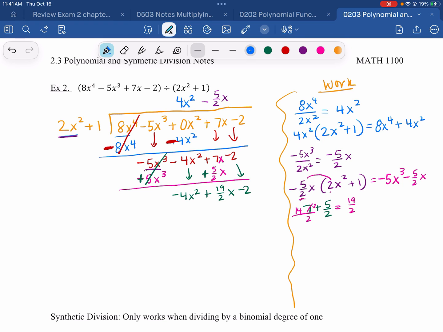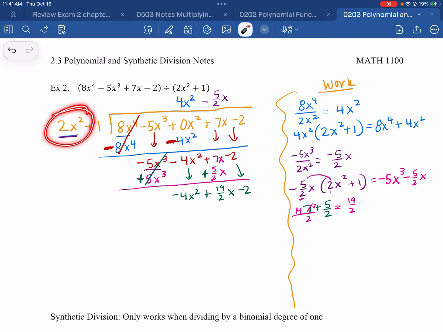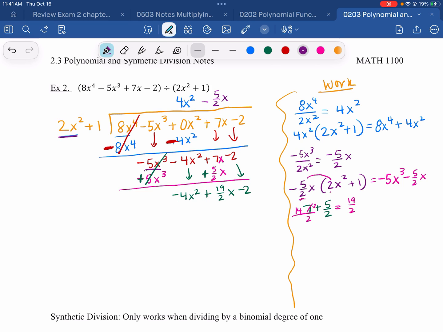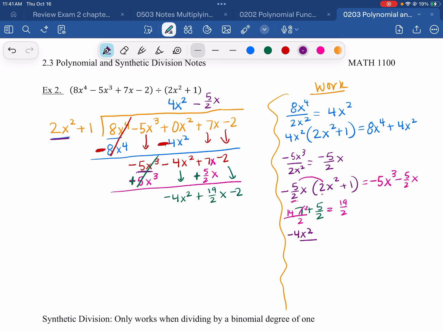What do you need to multiply 2x squared by to get to negative 4x squared? If you don't know, you're dividing. Negative 4x squared divided by 2x squared gives you negative 2. So I put minus 2 up there. I'm taking my negative 2, multiplying by my divisor, which is 2x squared plus 1. That in turn gives me negative 4x squared minus 2. That goes here, negative 4x squared minus 2 here.